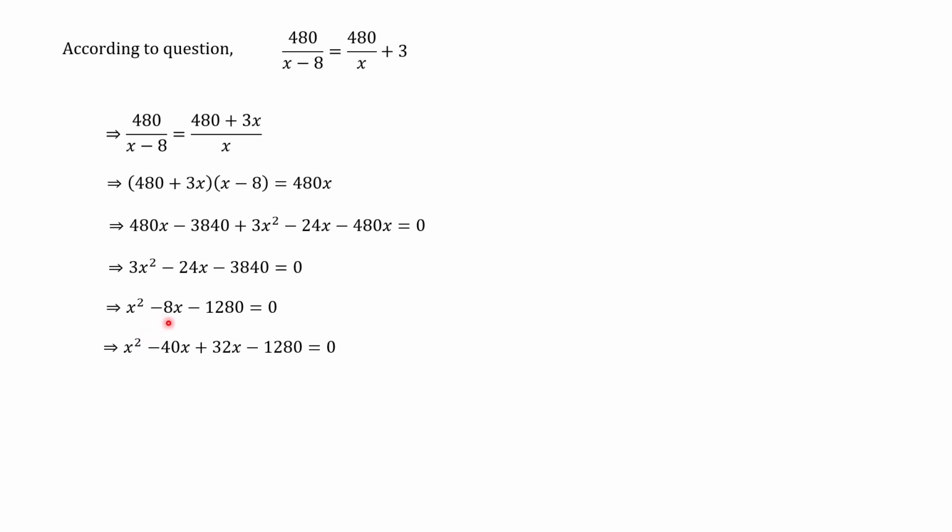The middle term here is minus 8x. So we split it into minus 40x plus 32x. Here the common term is x. If I take x, I will be left with only x, so here in minus 40x, I take x and am left with only minus 40. Here the common term is 32. If I take 32, I will be left with only x. And this 1280 I can write like this: 32 into 40 will give me 1280. So 32 I already took, so I am left with only 40. That's why I get here x minus 40.